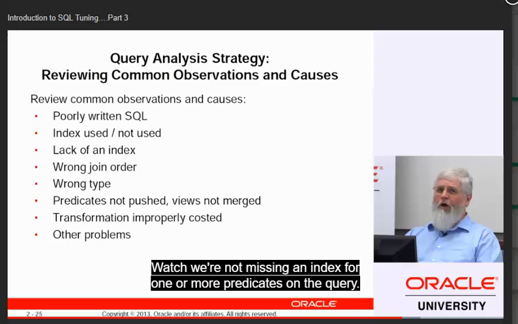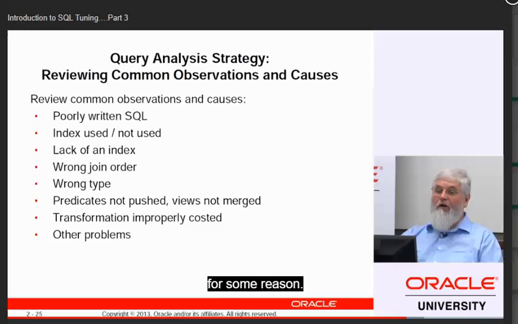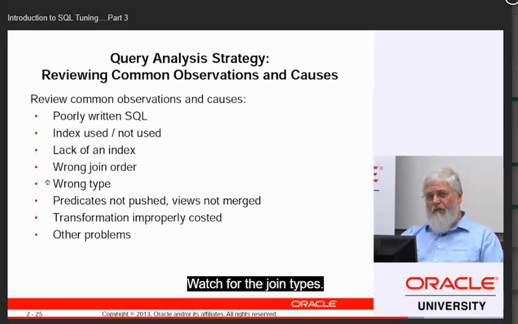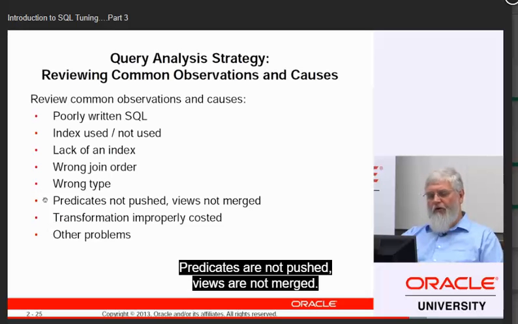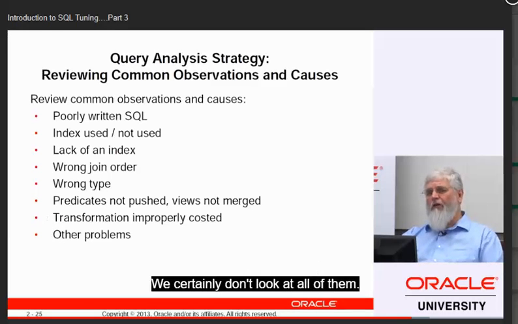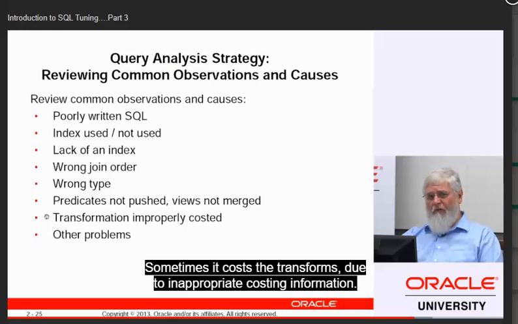Watch that the optimizer hasn't chosen an inappropriate join order for some reason, because quite often it has bad cost information. It doesn't have up-to-date statistics. Watch for the join types. Predicates are not pushed, views are not merged. And the optimizer looks at a number of transforms. We certainly don't look at all of them, but in the chapter on the optimizer overview, we'll look at some of the transforms it looks at. Sometimes it costs the transforms using inappropriate costing information. It doesn't use them because the cost looks too expensive. And other problems, we only listed a few of them.